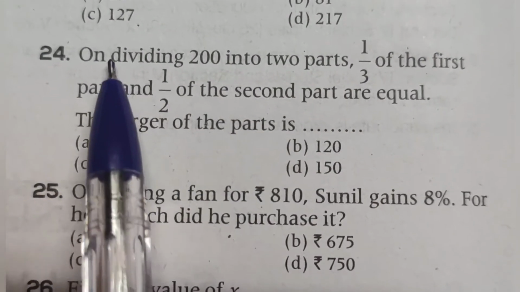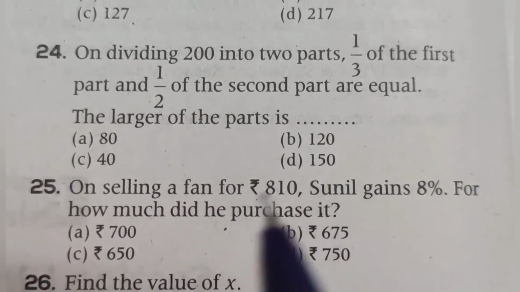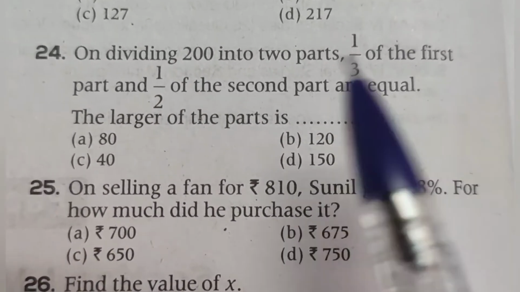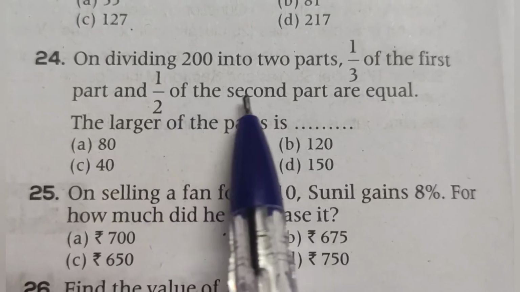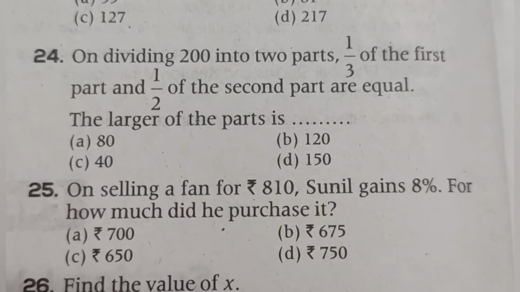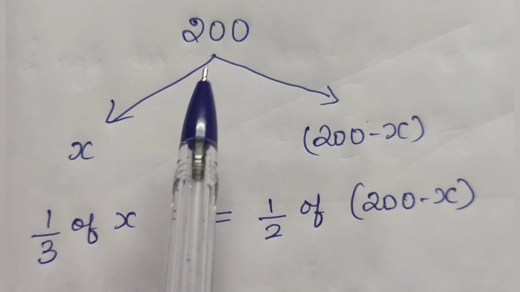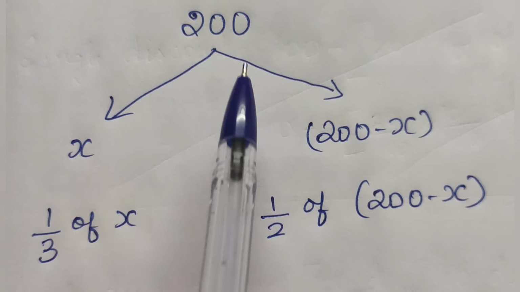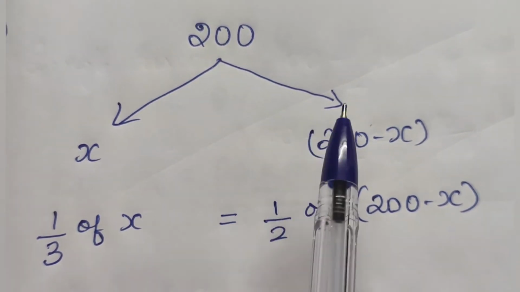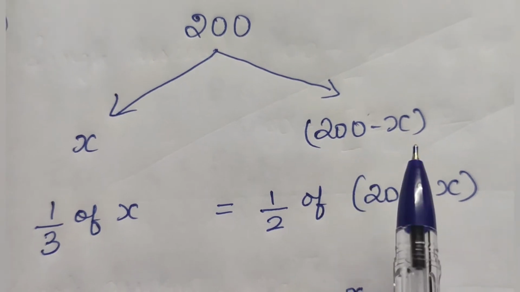24th question. On dividing 200 into two parts, 1/3 of the first part and 1/2 of the second part are equal. The larger of the parts is dash. See, I divide 200 into two parts. Let the first part be x. The other part is the balance of 200, that is 200 minus x, because one part is x, the rest is 200 minus x.